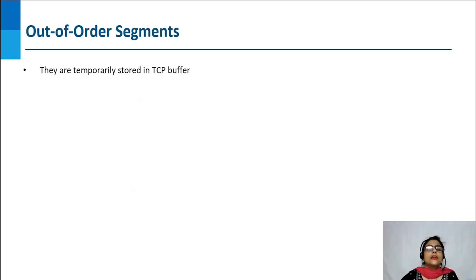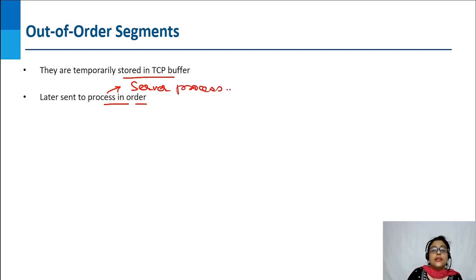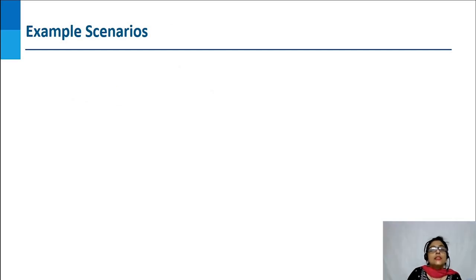Out of order segments are basically stored in the TCP buffer. And later on they are sent to the process in order. This process means the particular server process for which the data has been sent from the client process. Let us look at some example scenarios.